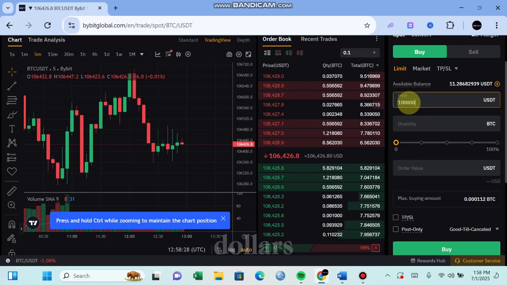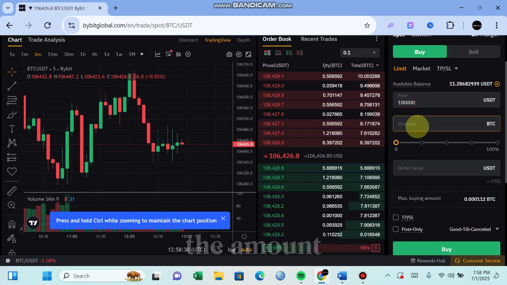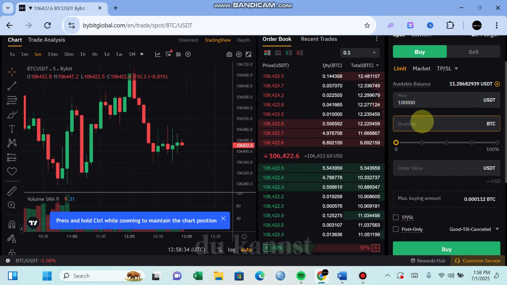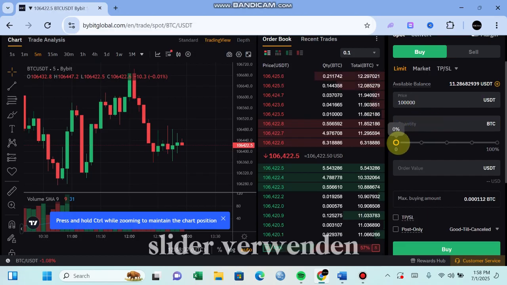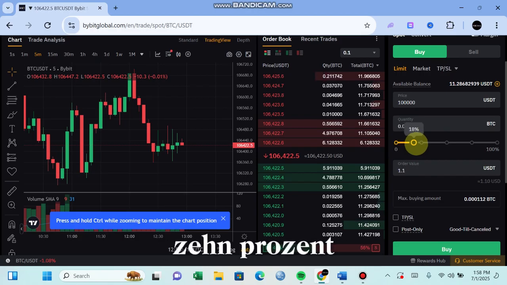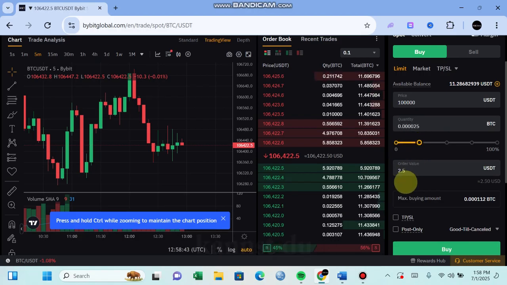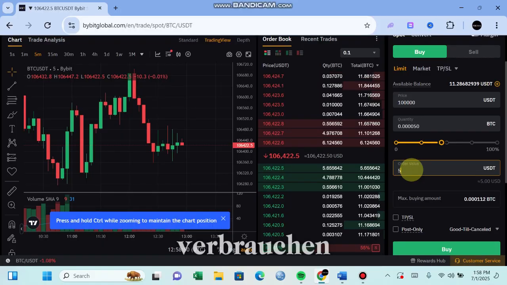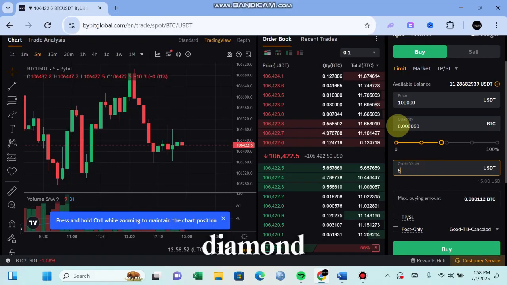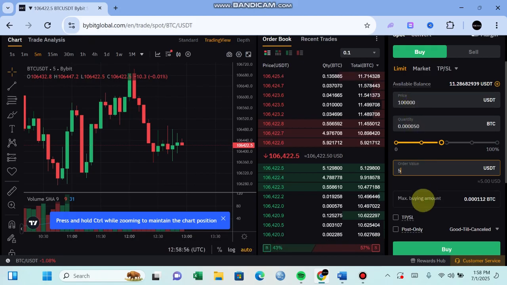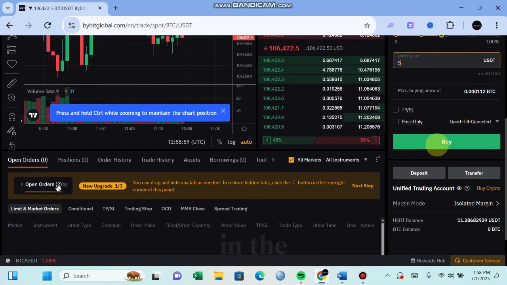You put in $100,000. Then on this place, you put the amount you want to buy, the quantity. This is the price, and this is the quantity I want to buy. You can also use your slider to say, okay, maybe you want to use 9% of your portfolio or 10% of the USDT you have. And this basically is going to show the value. Let's say you can simply type in that maybe you want to spend 5 USDT. This is the amount of USDT you're going to put in, and you want to buy at $100,000.